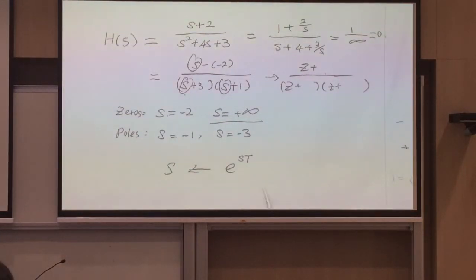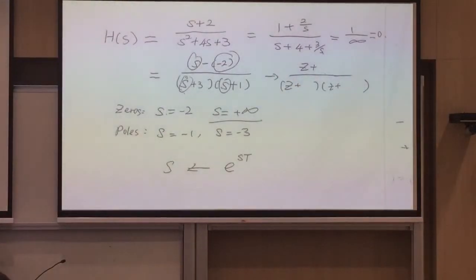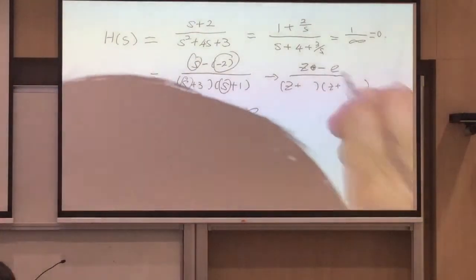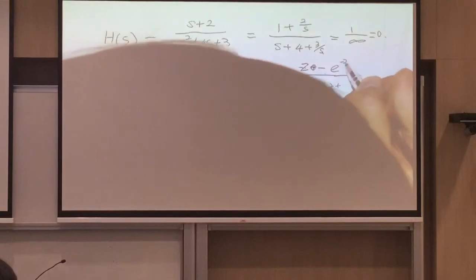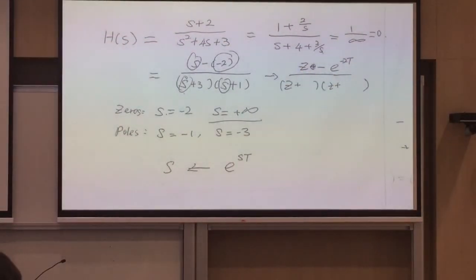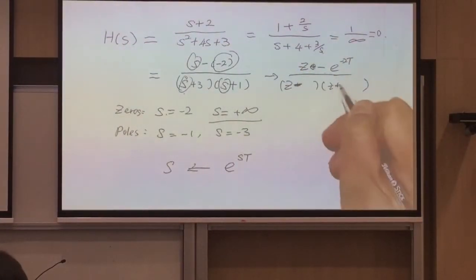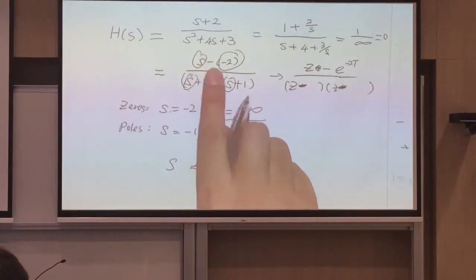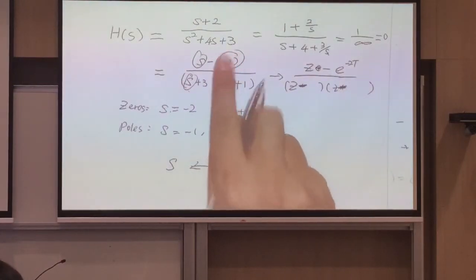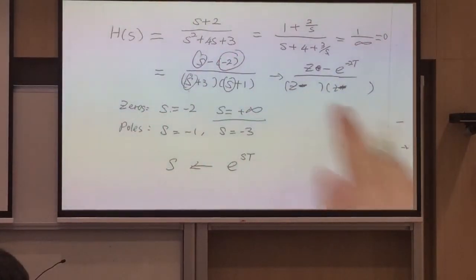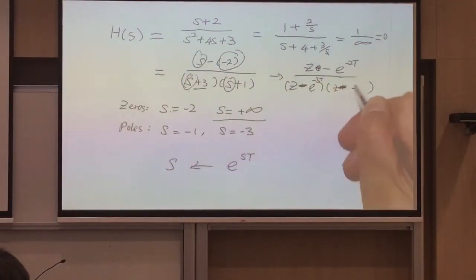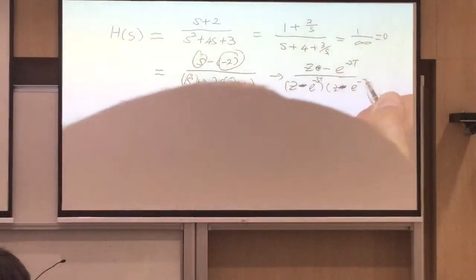Alright. So initially in your s function, your zero is minus 2. Then this one will be equal to minus e power minus 2. Alright? It's minus, because if you pay attention, I purposely wrote this as s minus minus 2, because minus 2 is your zero. So here you have z minus e power minus 3, and e power minus 1.